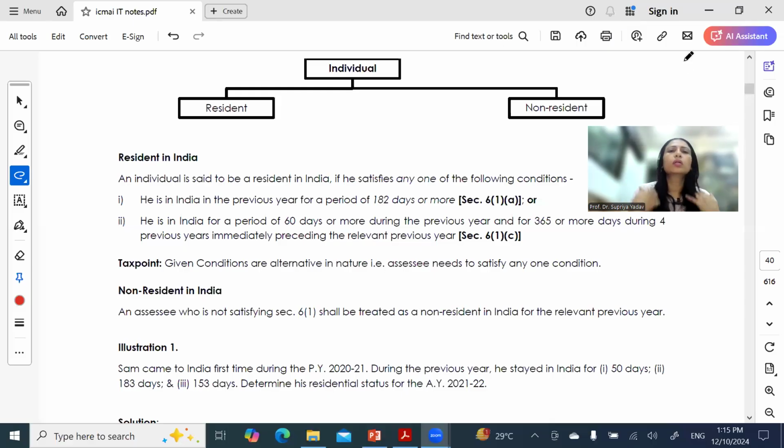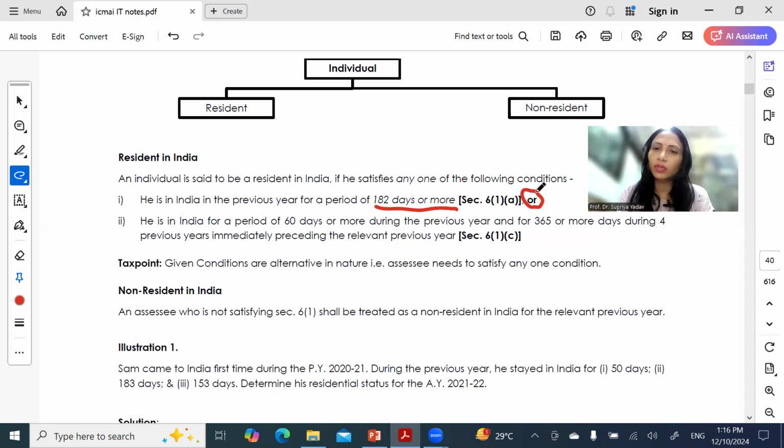Here, the definitions tell you who is resident in India. An individual is said to be a resident in India if he satisfies any one of the following conditions. That is important. What is the first condition? The person who stays in India in the previous year for a period of 182 days or more. The person who stays in India for 182 days or more becomes a resident of India. If he satisfies this, that is okay.